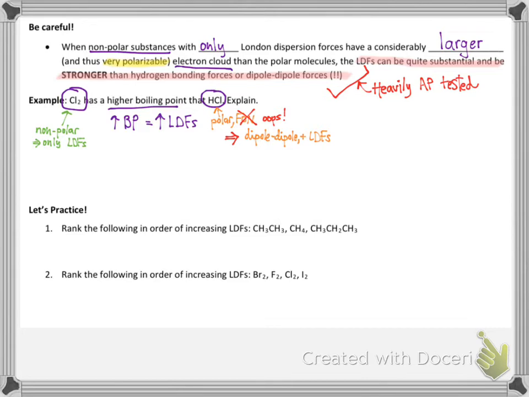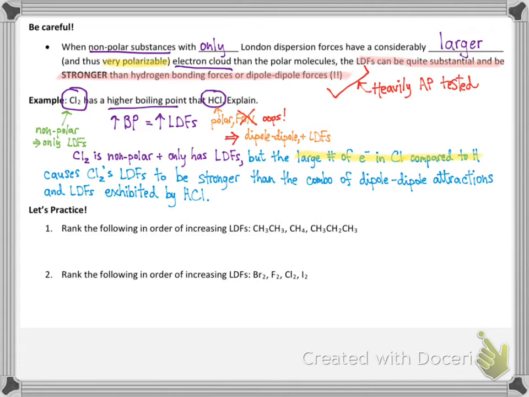Lots more electrons, so the London dispersion forces in Cl2 must be stronger than the combination of dipole-to-dipole forces and London dispersion forces in HCl. That's the only thing that could be true. And that's what you have to explain. So let's go ahead and put that in words.